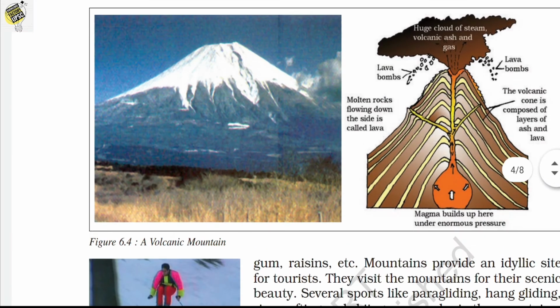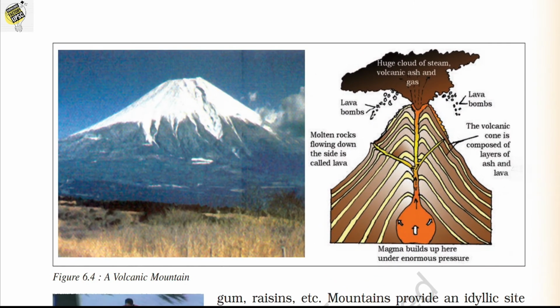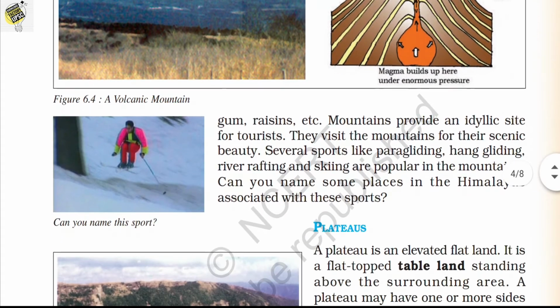So here is a picture of a volcanic mountain, and how the volcanic mountain erupts, with the volcano being erupted outside. We can find that the magma is concentrated inside the volcano, and due to the high pressure, this magma bursts out through the fault portion with a huge cloud of steam, volcanic ashes and fire. So that is how the volcano erupts.